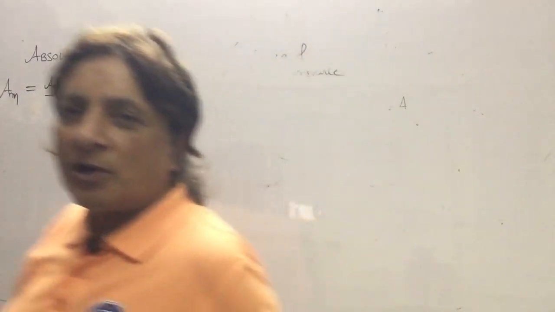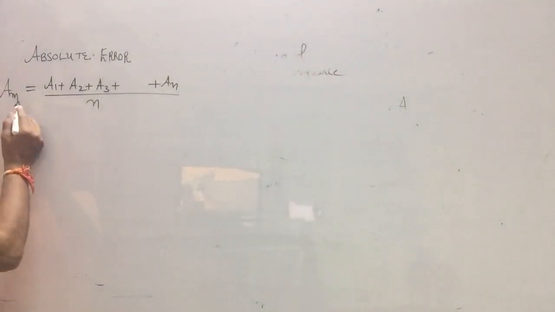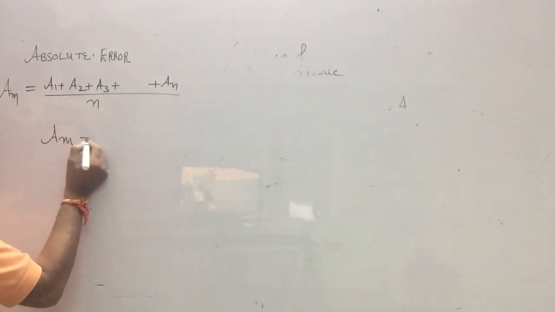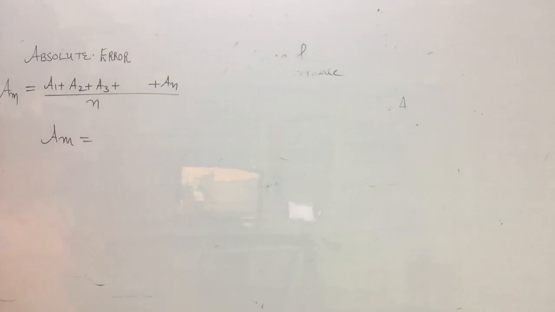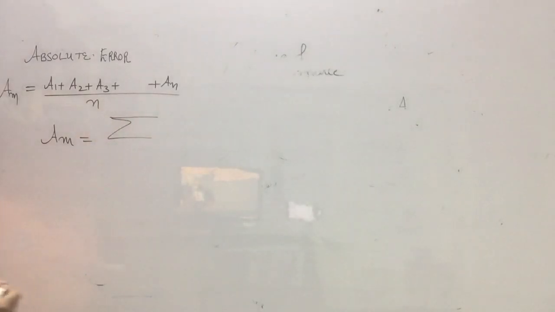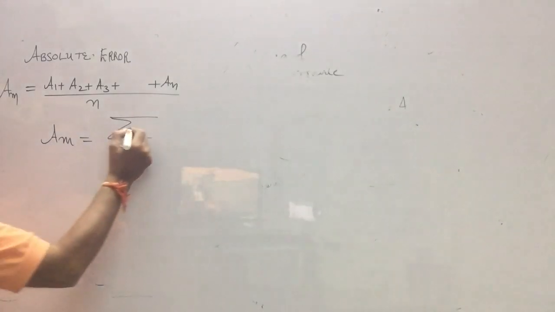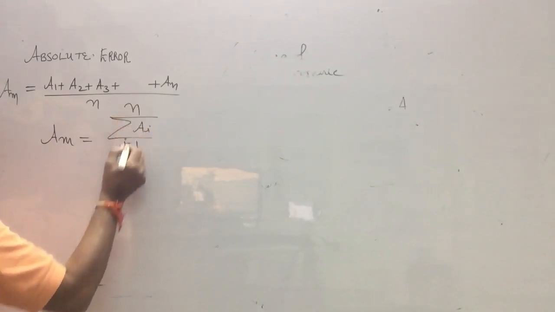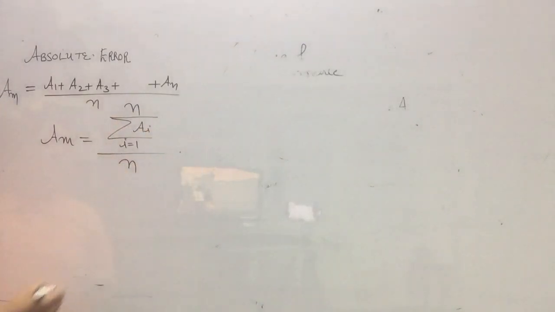See students, AM is equal to (A1 plus A2 plus A3 and so on to AN) by N. This AM can also be written as summation Ai, i equal to 1 to n, divided by n.